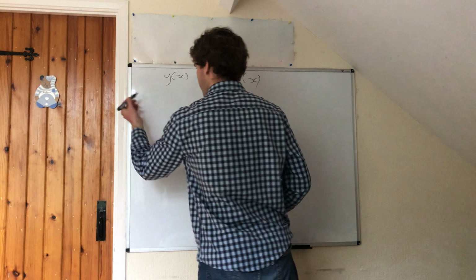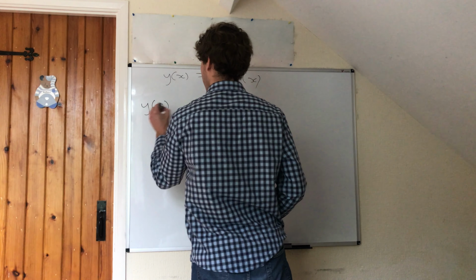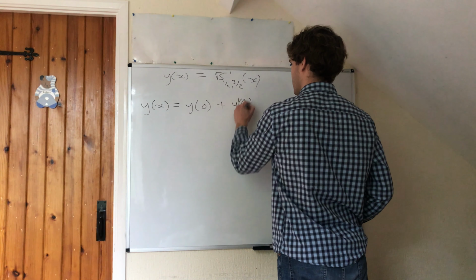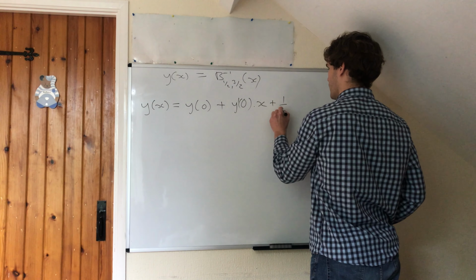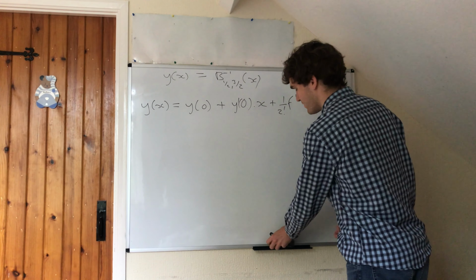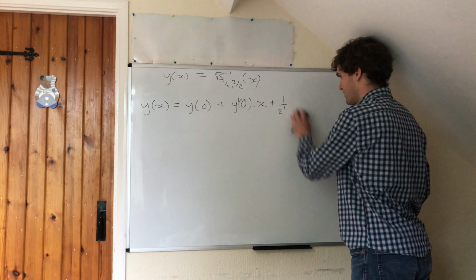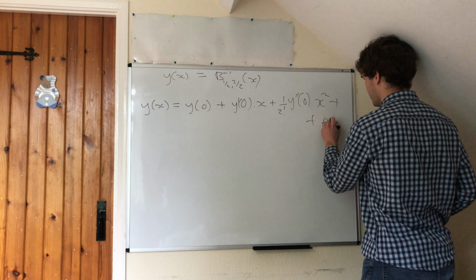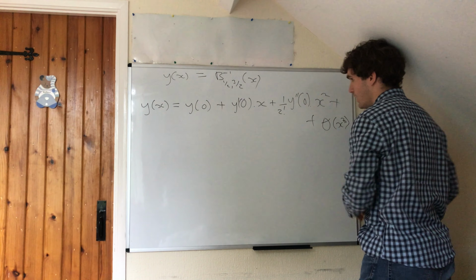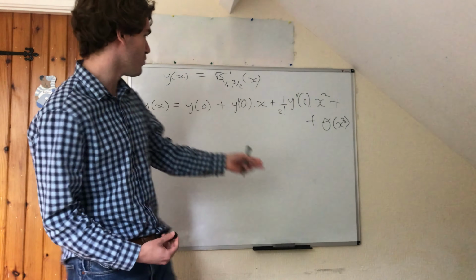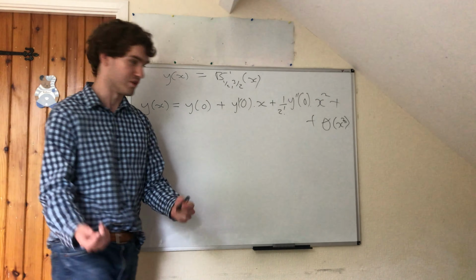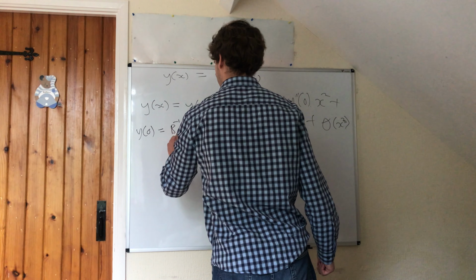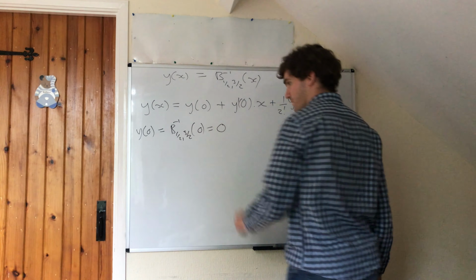So we need to use the formula that y of x is equal to y of 0 plus y prime of 0 times x plus 1 over 2 factorial y double prime of 0 times x squared plus some higher order terms which we don't care about. Okay, so let's work out what these terms are going to be for our inverse incomplete beta function. So y of 0 is going to be given by the inverse incomplete beta function (1/2, 3/2) of 0, which is equal to 0.